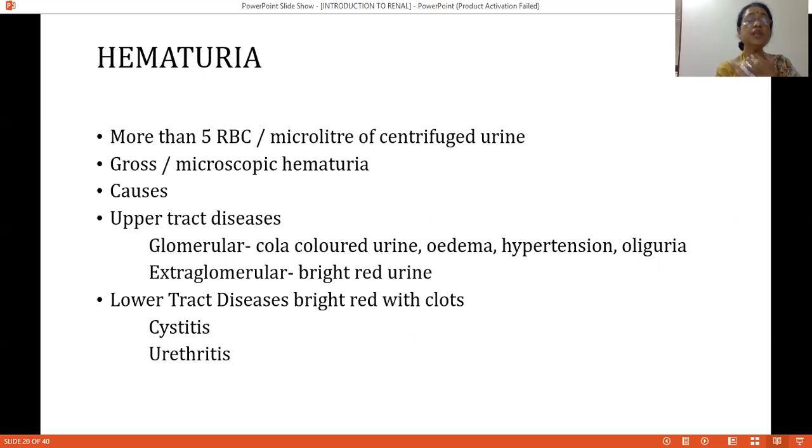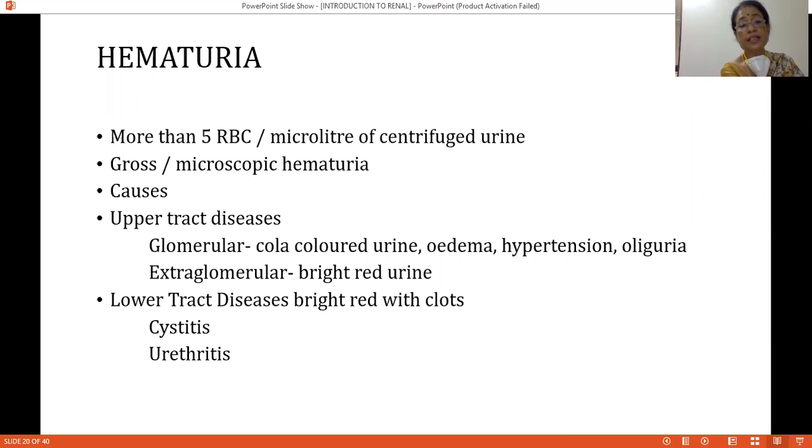Now, hematuria more than 5 RBCs, already I told you, gross hematuria, that means microscopic hematuria. So causes may be upper urinary tract or lower urinary tract. Upper urinary tract means glomerular, so it is always cola-colored urine. Along with that, there will be edema, hypertension, and oliguria.